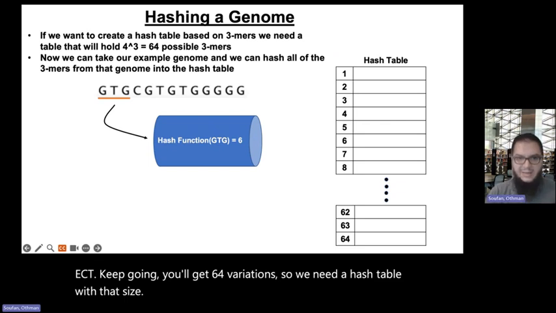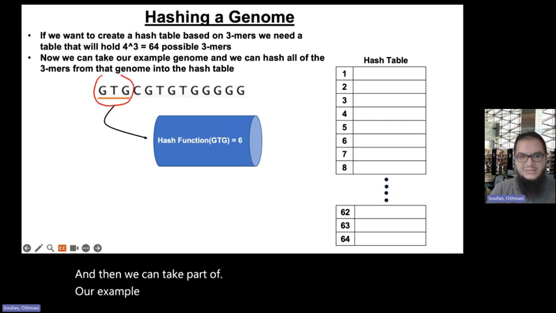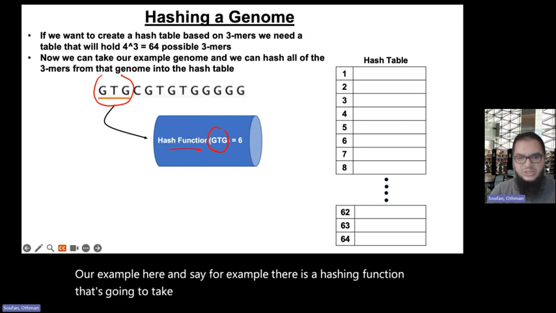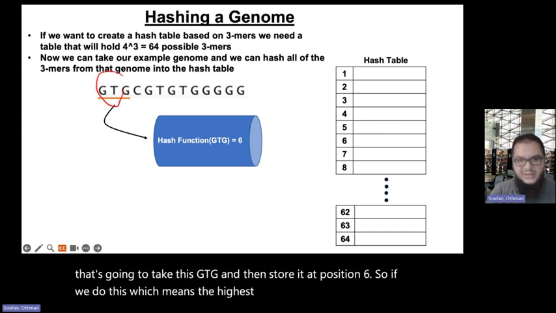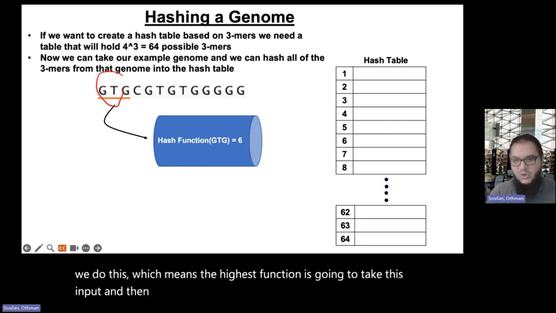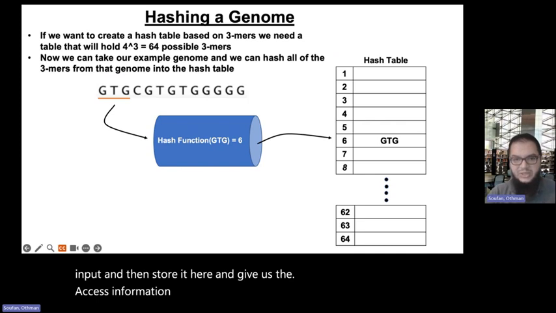And then we can take part of our example here and say, for example, there is a hashing function that's going to take this GTG and then store it at position 6. So if we do this, the hash function is going to take this input and store it here and give us the access information that GTG is here.